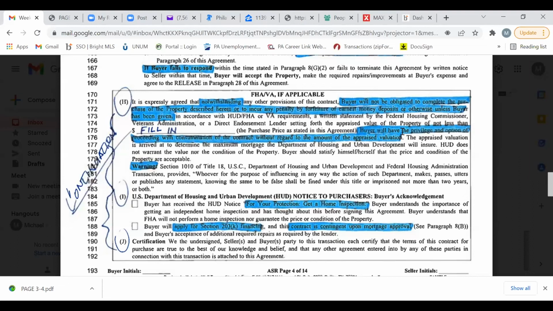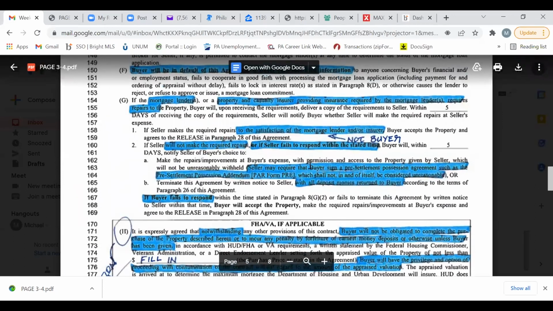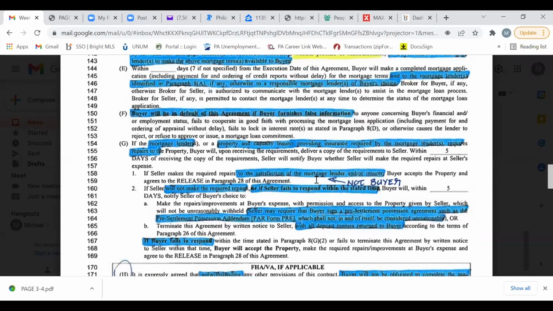Well, we did do that. And we did say we need an explanation. Sometimes I think they put down conventional because some people don't like VAs or FHA, and then they did a switcheroo. Right. Well, then that's really not good. That would be in default and almost furnishing false information. So you go back to 8F.